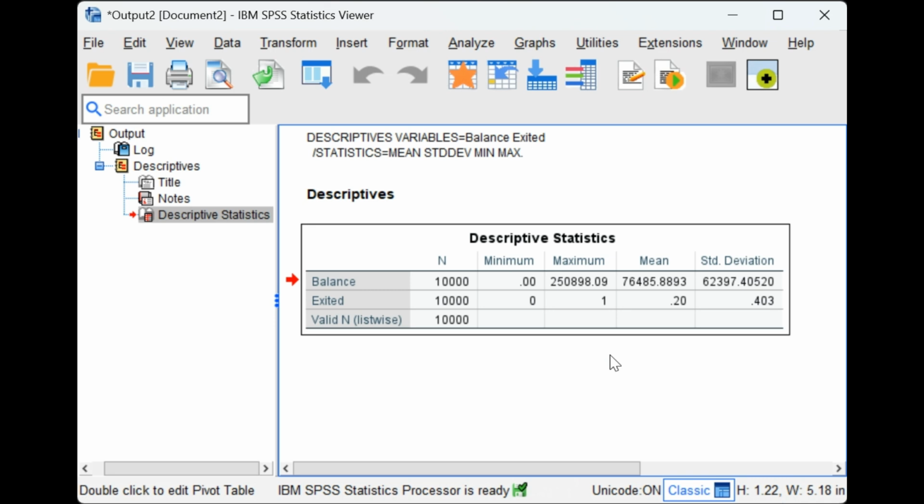Now, just to confirm, we're using the balance column as our test variable, and the exit column will be our group variable, which is divided into two groups: churned, which means they left, or stayed, as you can see here, zeros and ones. Now that we have a quick sense of our data and have checked for any glaring issues, we're ready to move on to formulating the hypothesis.